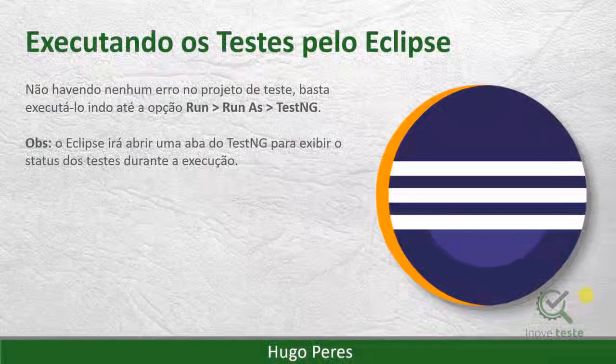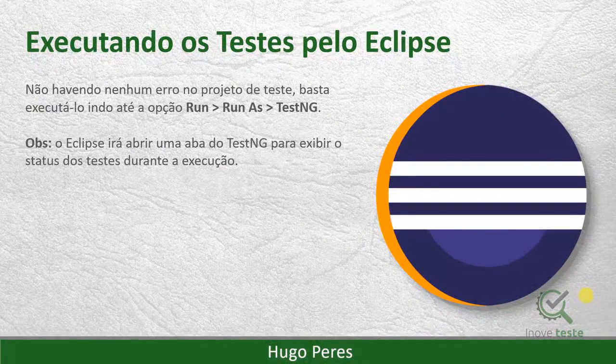Hello, arriving at the penultimate class of the Selenium free course, we will now run our scripts through our Java project. The procedure is very simple. Just access the Run menu, then Run As, and choose the TestNG option. Eclipse will open a TestNG tab, and there you will be able to check the status of each test during and after execution. So let's go.